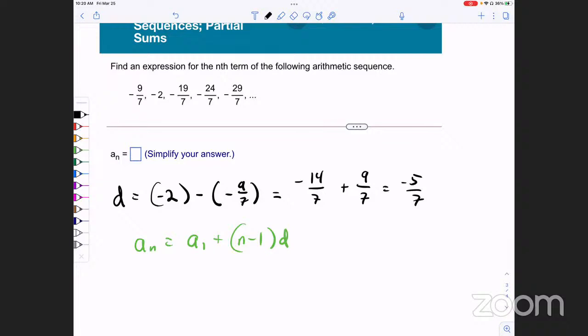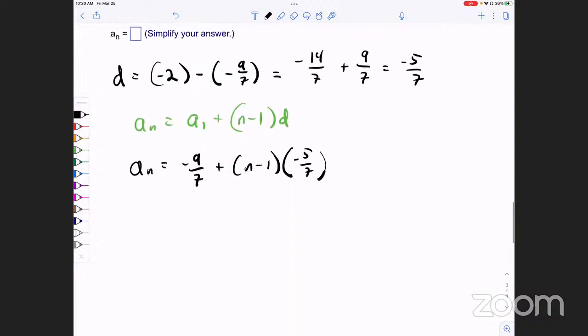If we want the general term, the first term is -9/7. We're going to say n minus 1, and the common difference is -5/7. Then we just need to simplify this. We still have our -9/7. If we distribute, we have -5n/7 plus 5/7. Combine like terms. I'm going to leave it as -5n/7, and -9/7 plus 5/7 is -4/7.